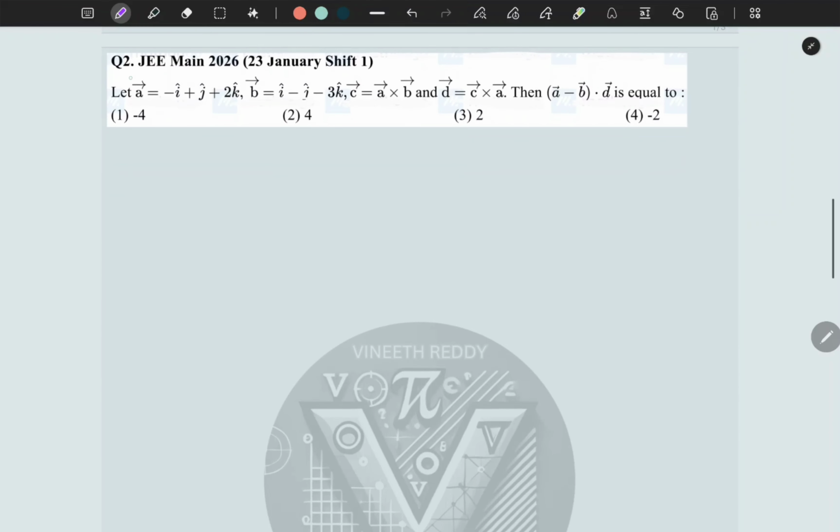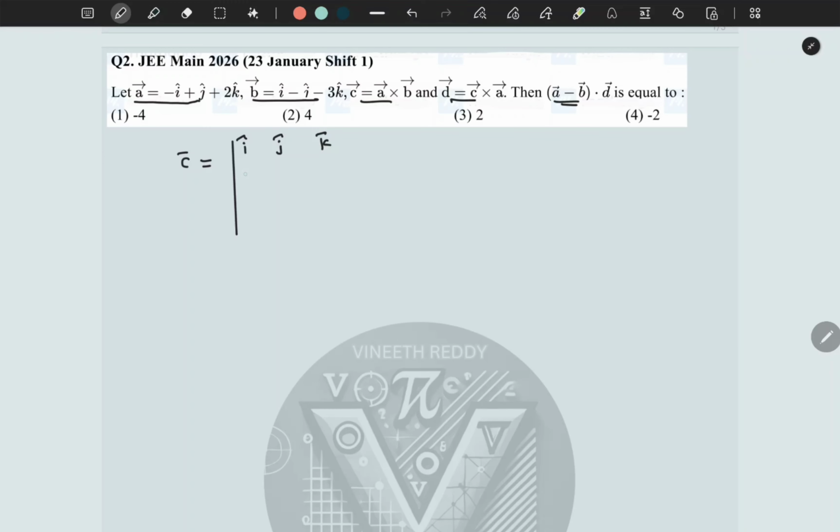Let us go to the next question. Next question, he says vector A is this, vector B is this, vector C is A cross B, vector D is C cross A, perfect, and A minus B dot D. I think this is a very straightforward question, dear students. So we'll find the C vector, which is A cross B. Very simple. How do we find A cross B?